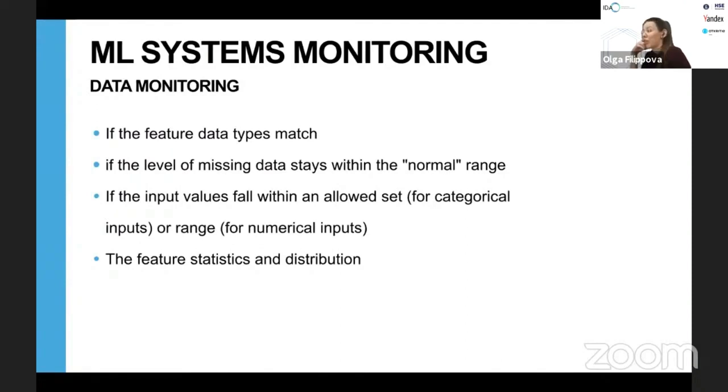What can we check? We can check if the feature data types match. We can check if the level of missing data stays within the normal range. We can check if the input values are in an allowed set for categorical inputs or range for numerical inputs. And we can check feature statistics and distribution. For example, if one of your features turns into a constant, this is the only way to catch it.